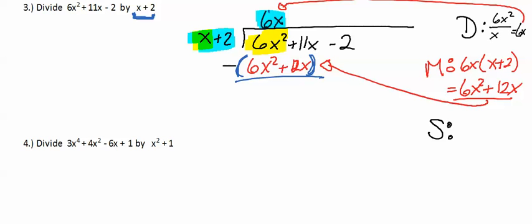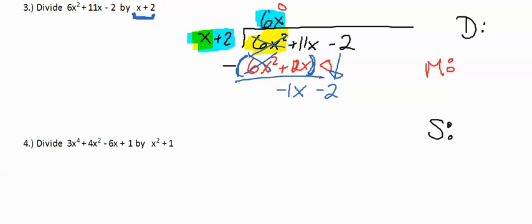What will always happen when you're doing this is that the first terms will cancel out. If they don't, you know you did something wrong and you want to go back. So 6x squared minus 6x squared cancels out. 11x minus 12x is negative 1x. And then we repeat the process. I drop down the negative 2, and I go to division again.